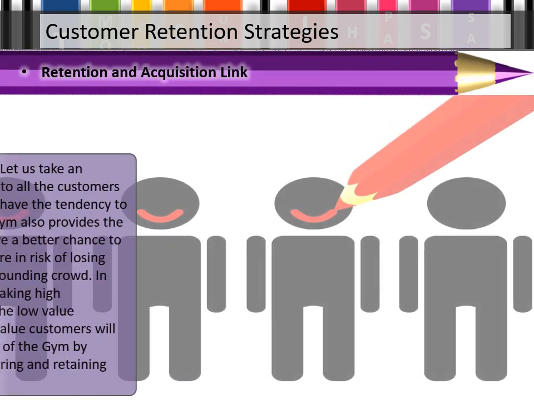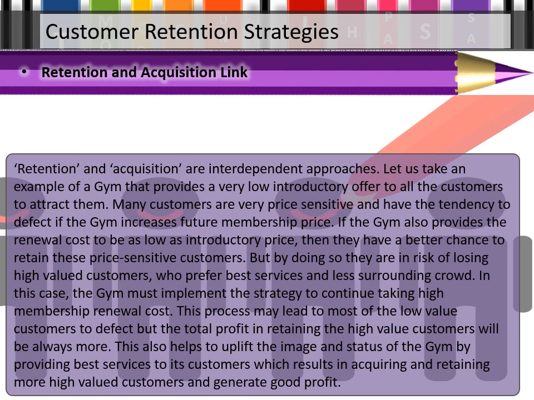Retention and acquisition link. Retention and acquisition are interdependent approaches. Let us take an example of a gym that provides a very low introductory offer to all the customers to attract them. Many customers are very price sensitive and have the tendency to defect if the gym increases future membership price. If the gym also keeps the renewal cost as low as the introductory price, then they have a better chance to retain these price-sensitive customers.